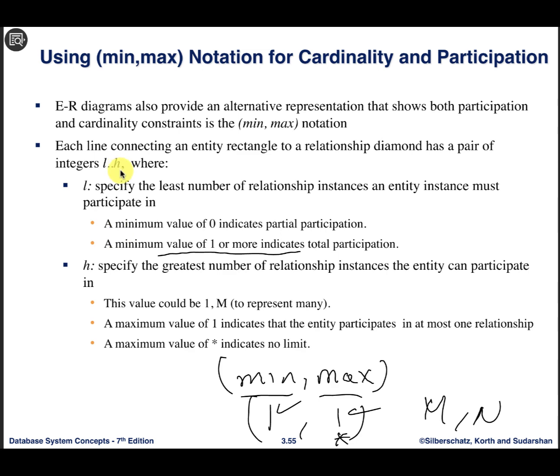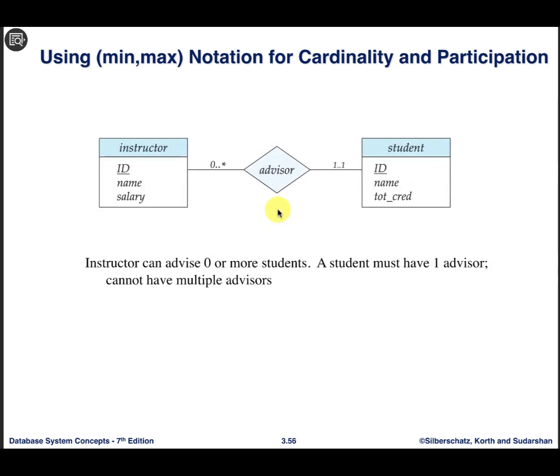Okay, let's have examples better here. So assume that we have instructor and student. I'm planning to say that the instructor can advise 0 or more students. Okay, a student must have, let's say, one advisor and cannot have multiple advisors. So what does that mean in this case? So instructor can advise 0 or more students. Okay, so the minimum, the low value, is going to be what in this case, 0, and the highest value is going to be star.